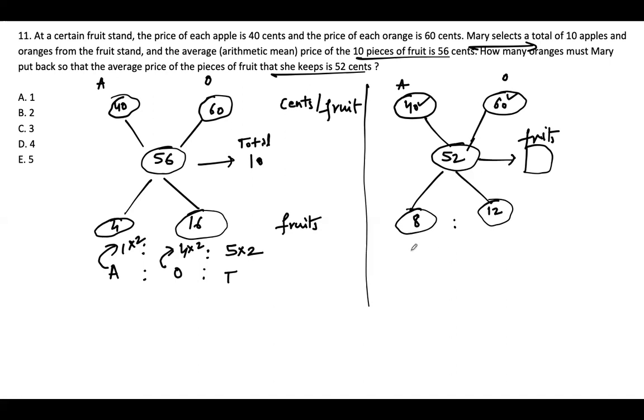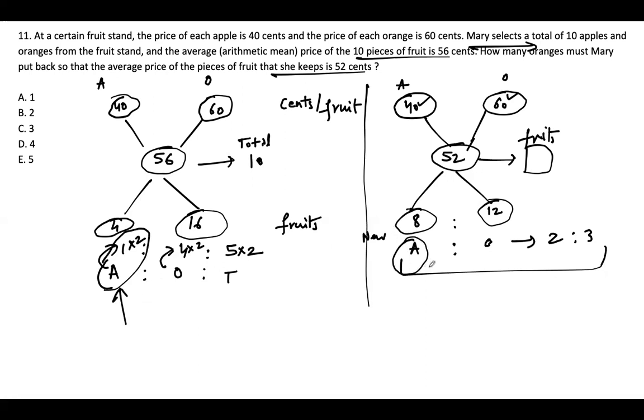So what is the ratio? New ratio? 2:3. Apples is to oranges, 2:3. But please tell me, what was the initial number of apples? 2. What should be the final number of apples? It should still be 2, right? Because we are putting oranges back. Initially it was 2. Right now it is 2. That means the number of oranges has to be 3.